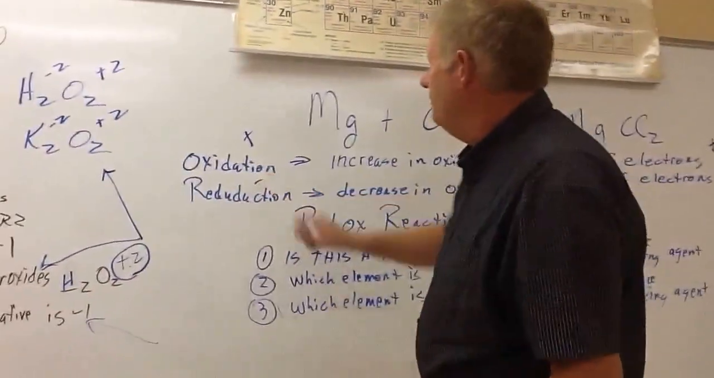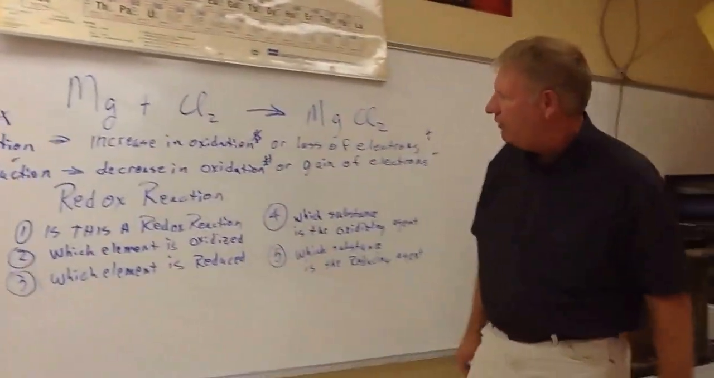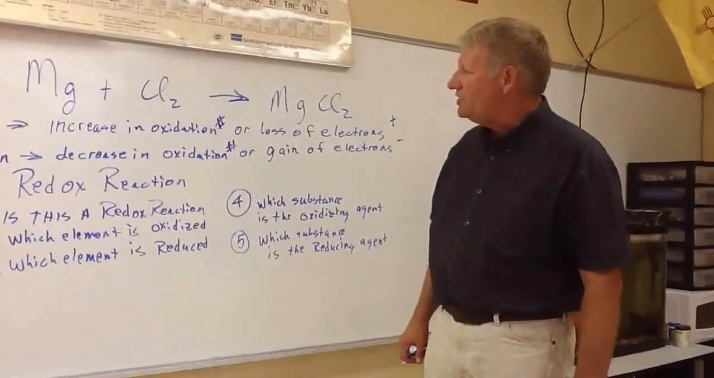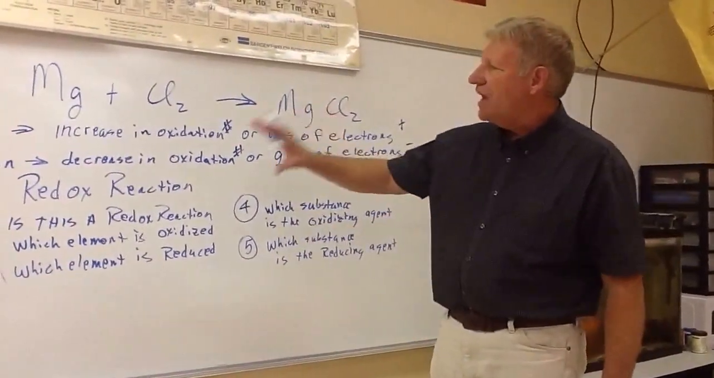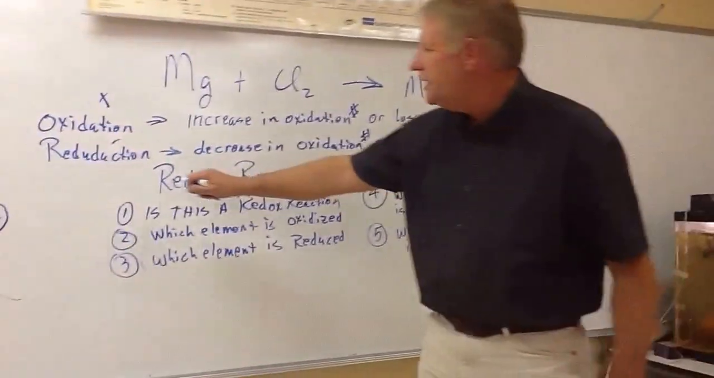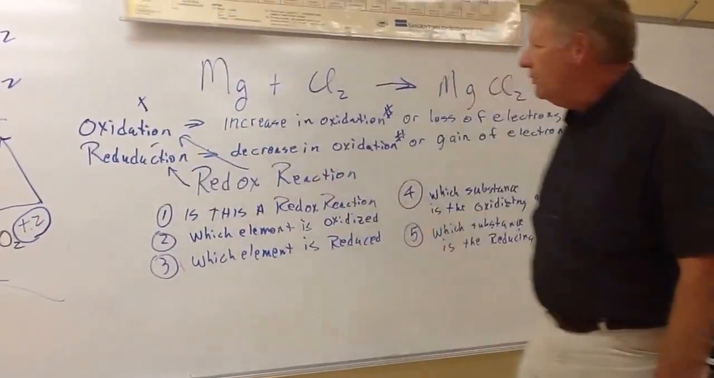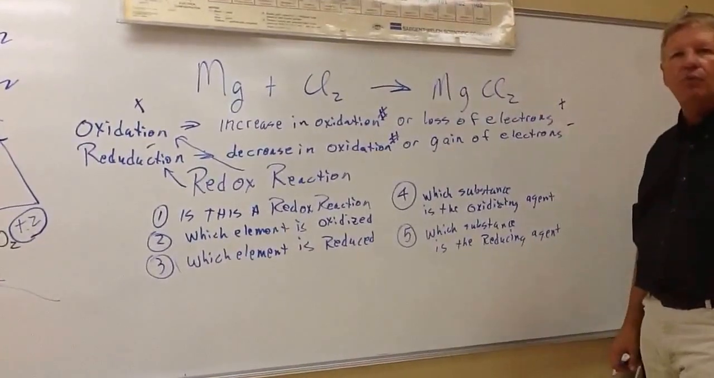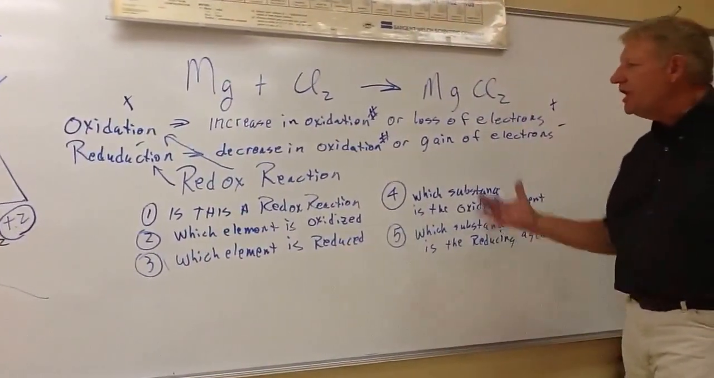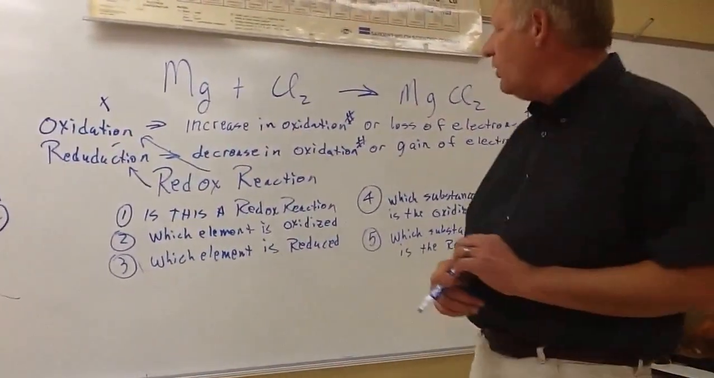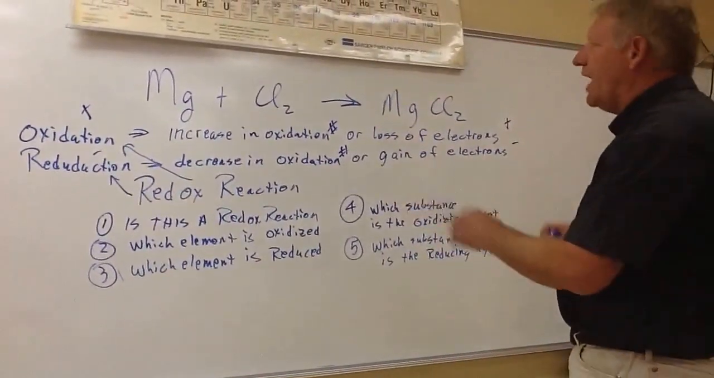All right, here we go. Everybody follow? So a redox reaction means that something is reduced and something is oxidized. For it to be a redox reaction, you have to have one of each. So let's look at this reaction. Let's say to ourselves, first of all, is it a redox reaction?